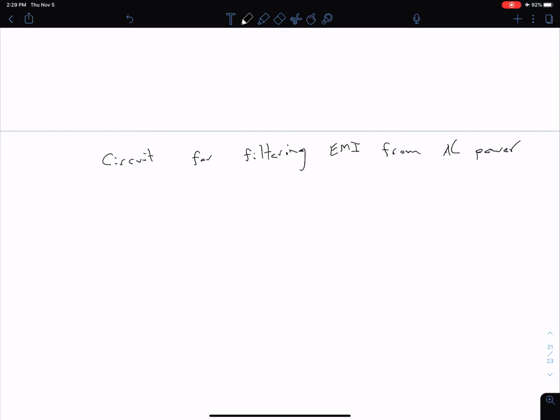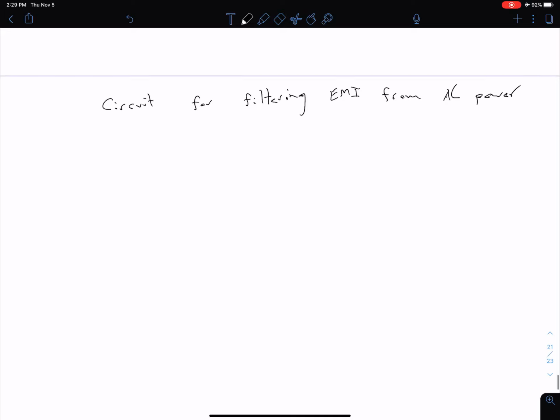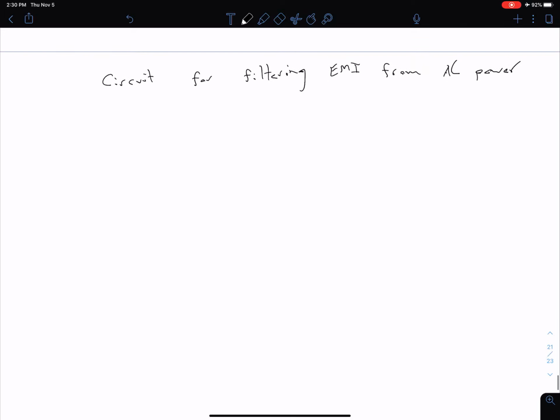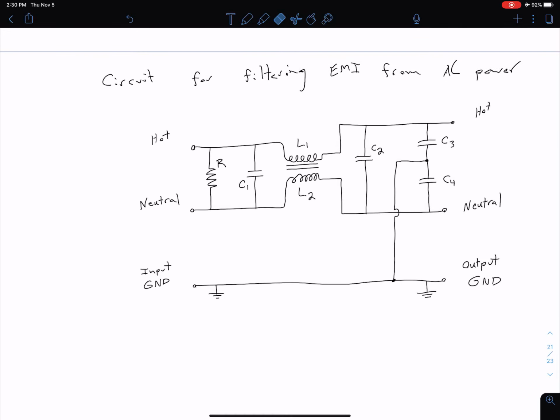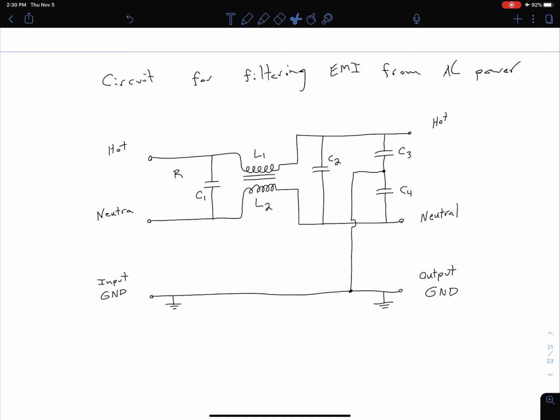And so we want to be able to filter both our common mode EMI as well as our differential mode EMI. So let's take a look at this circuit here. Let me move that over to the middle a little bit. But basically what we can see is we have several components. Some are going to be targeted towards the common mode and some towards the differential mode.